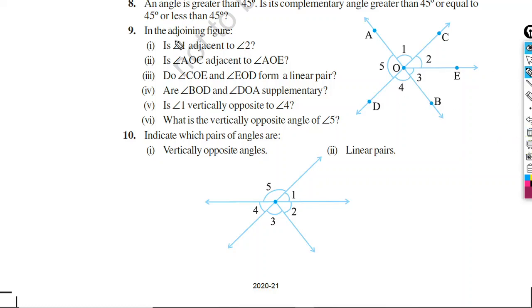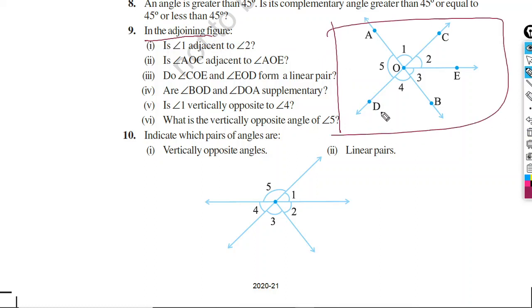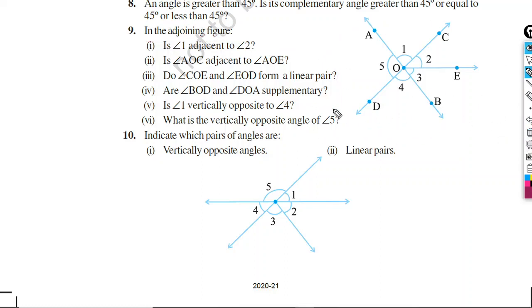Now read question number 9. In the adjoining figure, in this figure, is angle 1 adjacent to angle 2? Now look at it. Angle 1 you can see, angle 2 you can see. Is angle 1 adjacent to angle 2? Yes, we can see, yes, angle 1 is adjacent to angle 2.